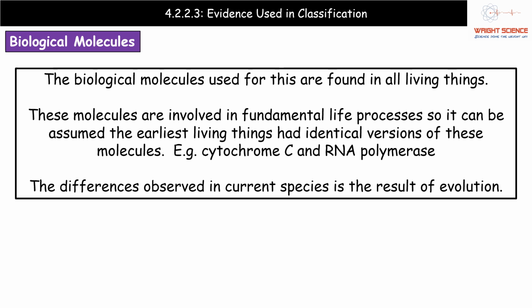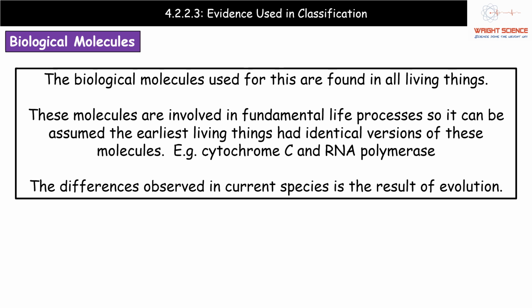So generally these are the ones that are involved in some of those real fundamental life processes, things like respiration, etc. And therefore we can make this assumption that the earliest living things here on planet Earth had identical versions of all of these molecules. And there's a couple of good ones to remember here. We've got cytochrome C and we've got RNA polymerase. So 2 of these key biological molecules in fundamental life processes that are found in all living things.